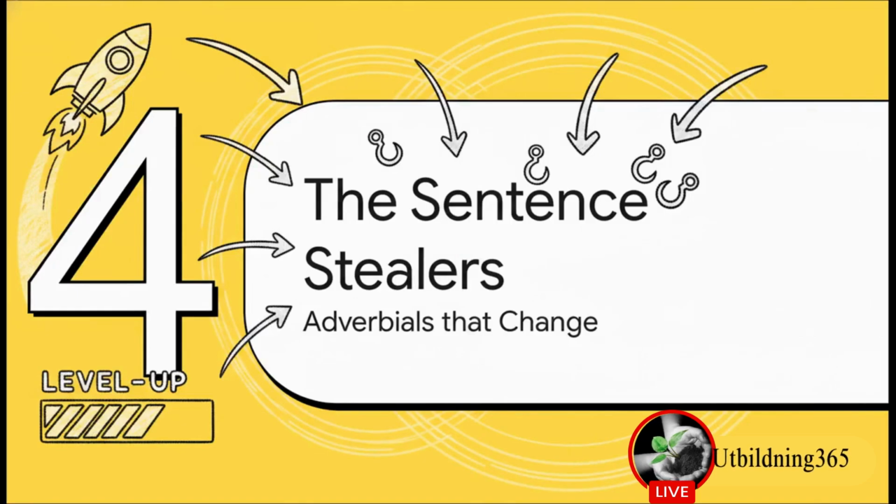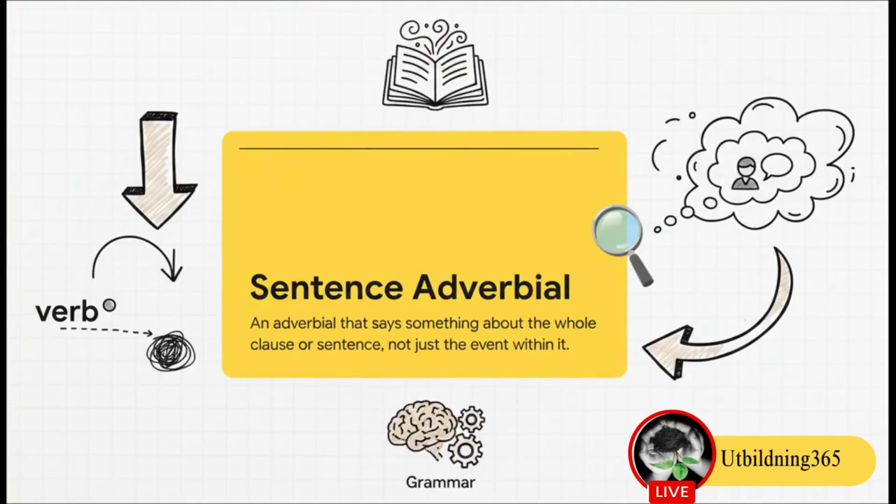Okay, on to section 4. Now that we've got the basics down, let's talk about the boss level. Some adverbials are so powerful they don't just add detail to a sentence, they change its entire meaning. The key difference here is scope. While the adverbials we just looked at add detail to the action, a sentence adverbial comments on the entire statement. It's kind of like the narrator stepping in to give you their own personal take on the situation.